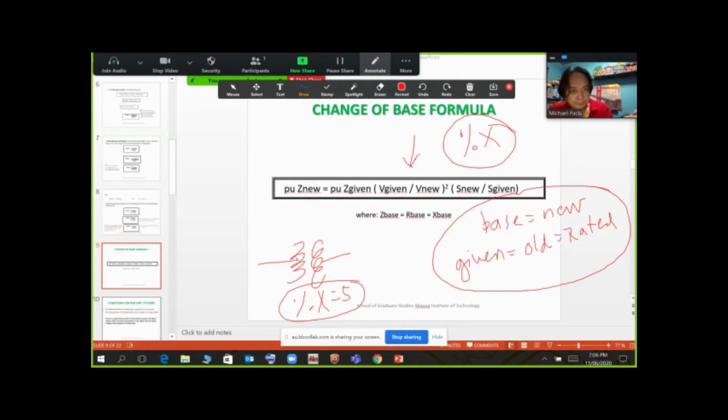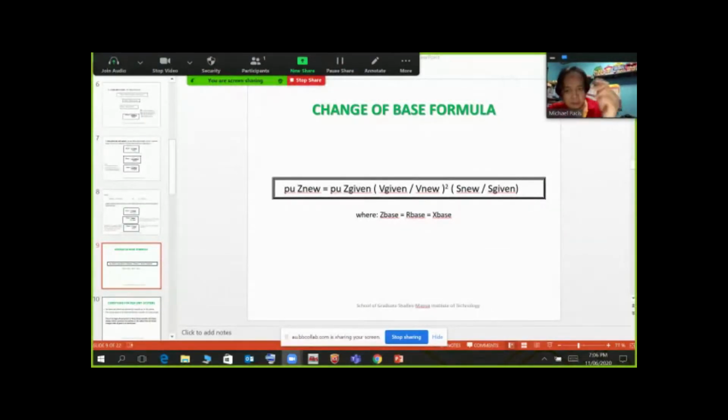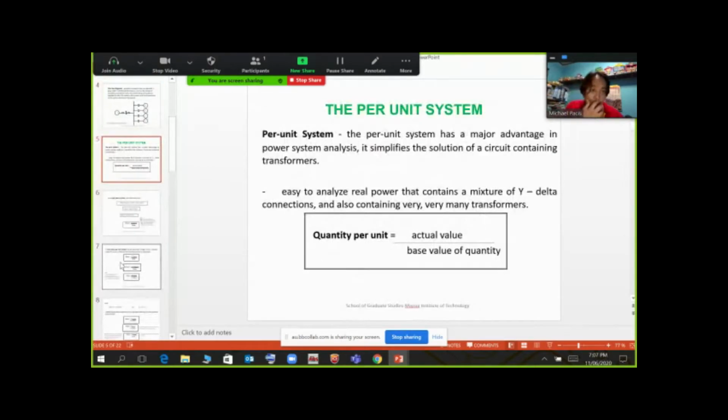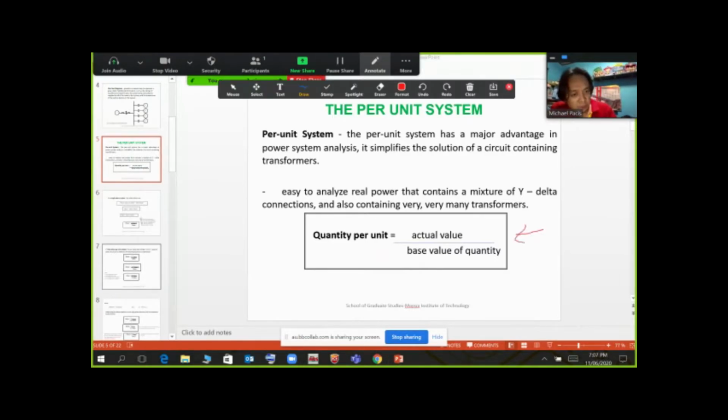If we go back to our slide, here, this formula: when will you use this formula? You will use this formula if the given on a certain equipment is actual values. If the given is actual values, then just divide it by the base value, and you can get the per unit quantity. Unlike the second equation that I gave, there is no change of base.